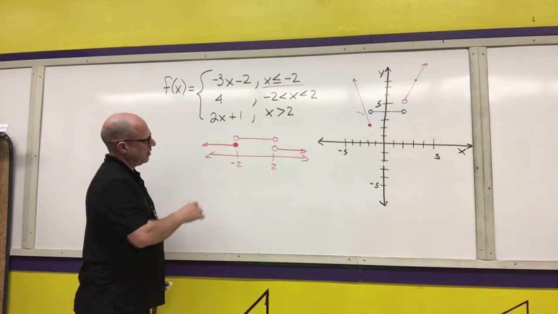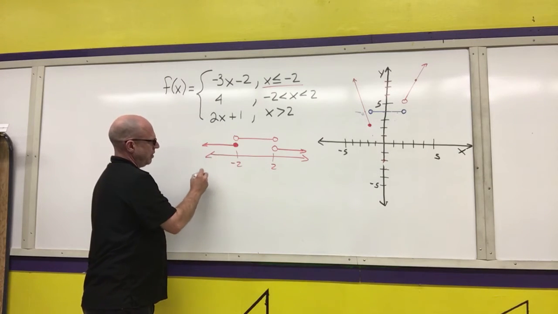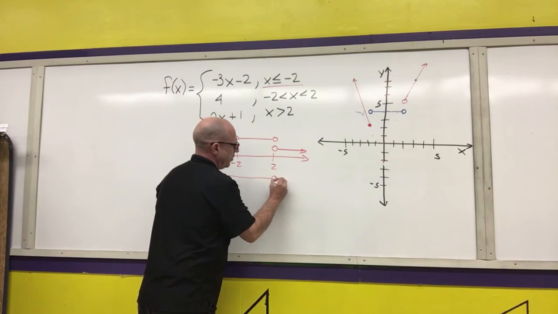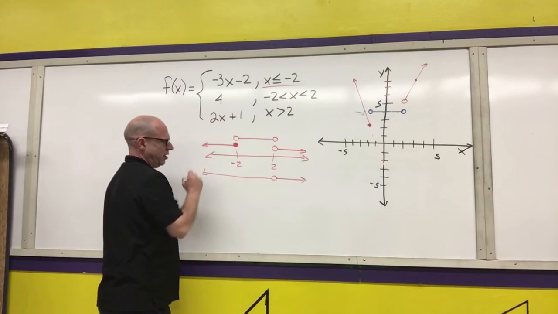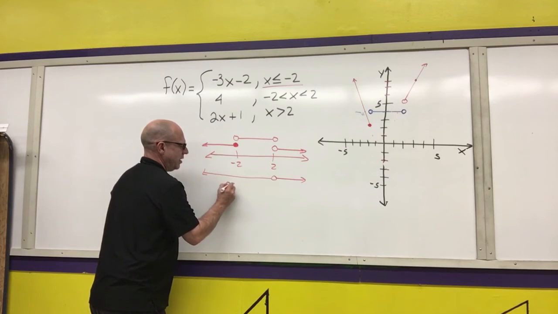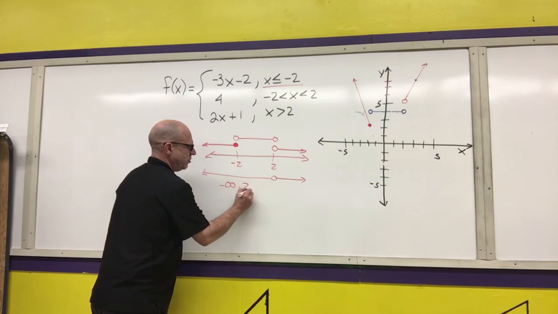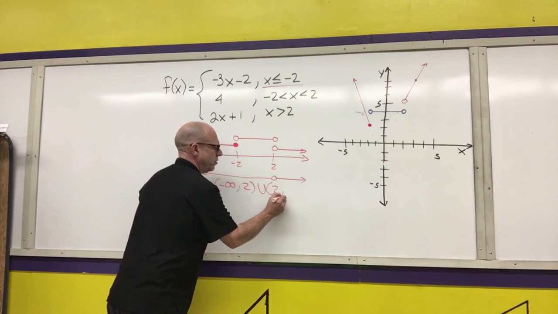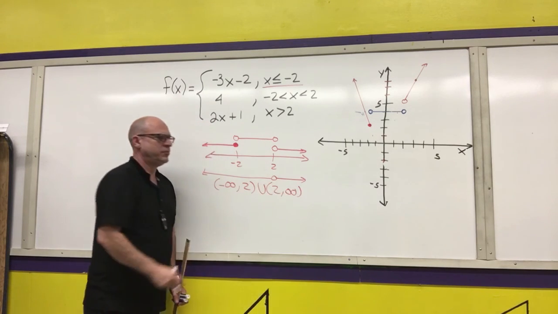And if I wanted to look at this, the overall domain of the function would be everywhere except where there are holes continuously on there. So my domain is -infinity going all the way up to 2, unioned with 2 all the way up to infinity.